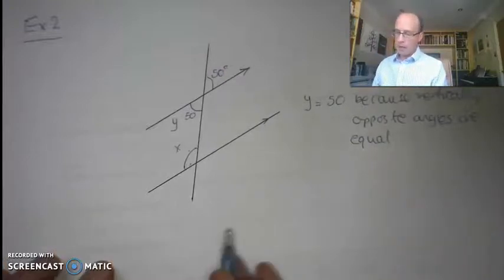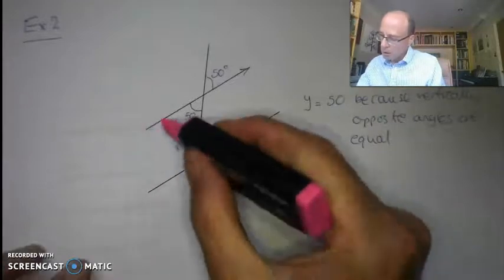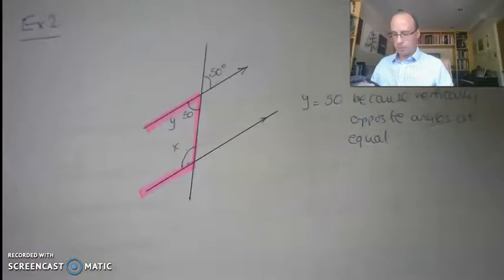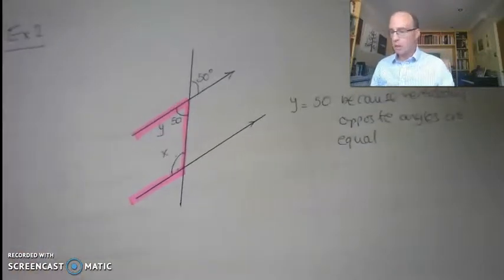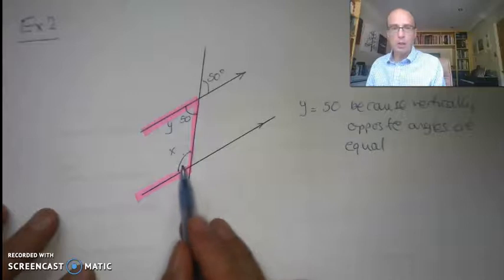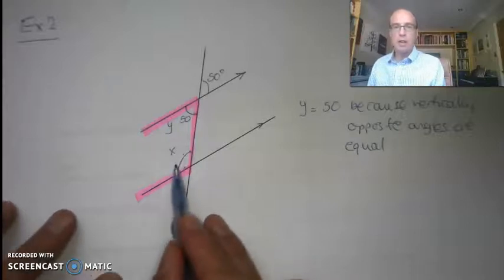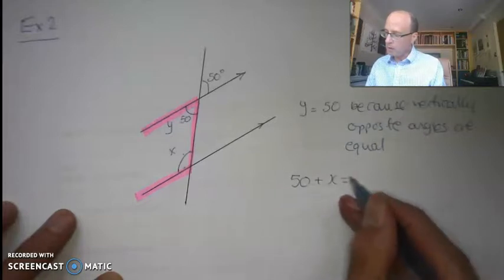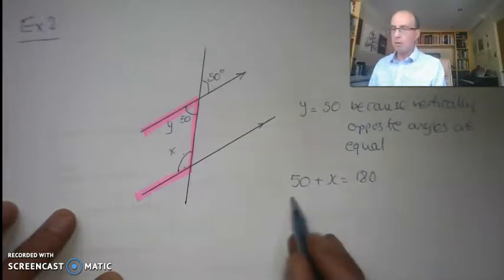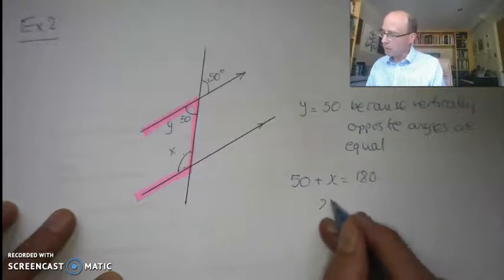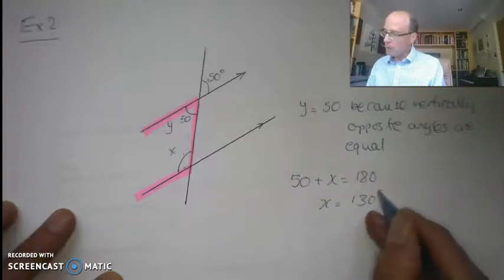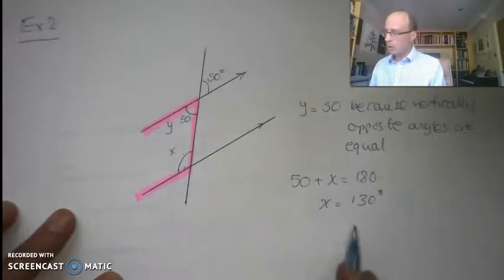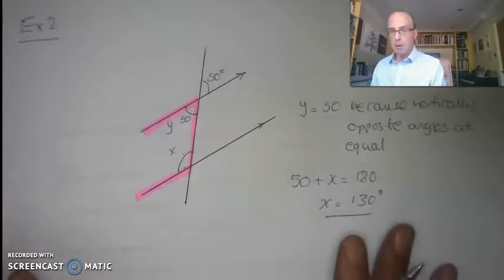I can then work out, especially if I draw it on, that I've got a C shape. So I know that this angle plus my angle x have got to add up to 180 degrees. So 50 plus x is equal to 180. Well, if I take 50 away from both sides, x is equal to 130 degrees. So 130 plus 50 equals 180 degrees. So x is equal to 130, so I'm getting most of the way there.